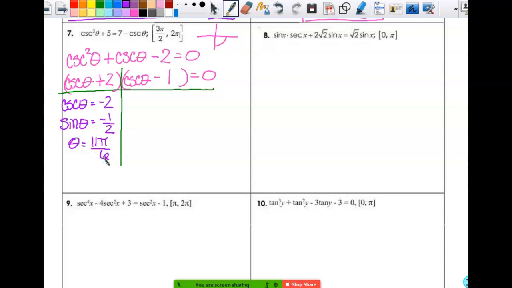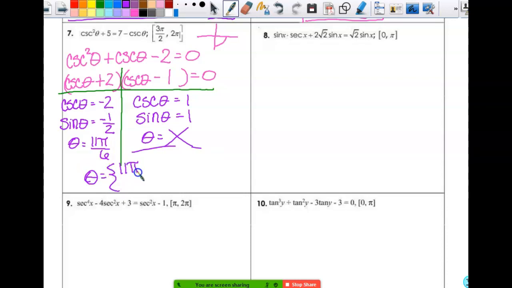All right, so then I have cosecant theta equals 1, which means sine theta equals 1, because that's the reciprocal, right? When does sine theta equal 1 between 3 pi halves and 2 pi? It doesn't. So there's just nothing there. I mean, if you want to write it down because you feel like you need to put something or you're confused, that's fine. We just don't use it in the final answer. I only have one answer, and that is 11 pi 6.